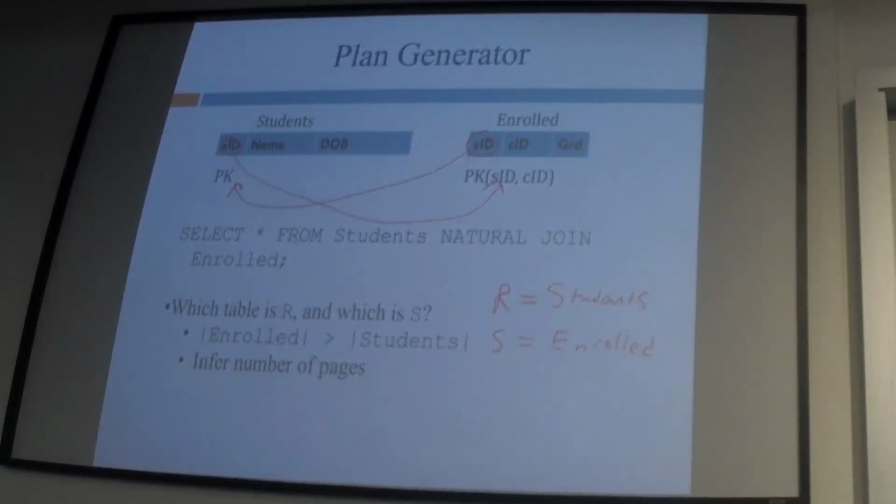So if enrolled did not have SID in here, or maybe if these two things were swapped, then it would not have a choice, because that index would not help look up an SID. There is an index on them because of the primary key. Oh.